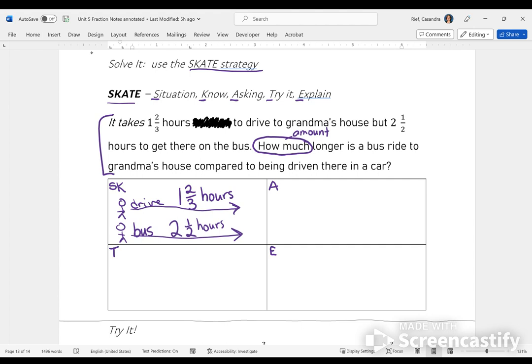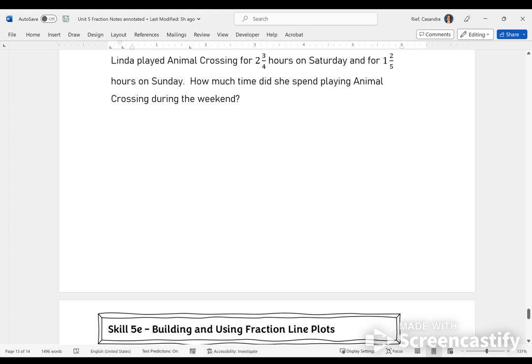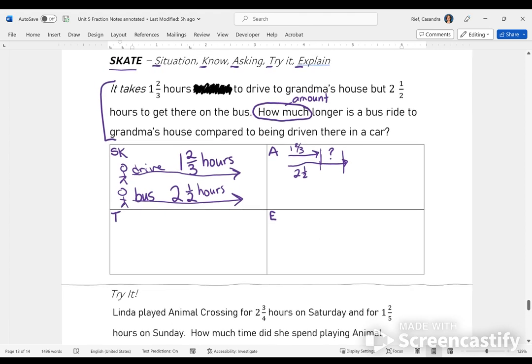So over here for my drawing, I drew the distance, but now what if I had to draw it like time? It takes 1 2/3 hours to drive, but it takes 2 1/2 to go by bus. I'm going to write this underneath so I have more room. So they're really asking me, how much more time does it take if we're going to go by bus than being driven in a car? If I want to find the difference between things, I've got to figure out what operation to use. So we use this strategy.